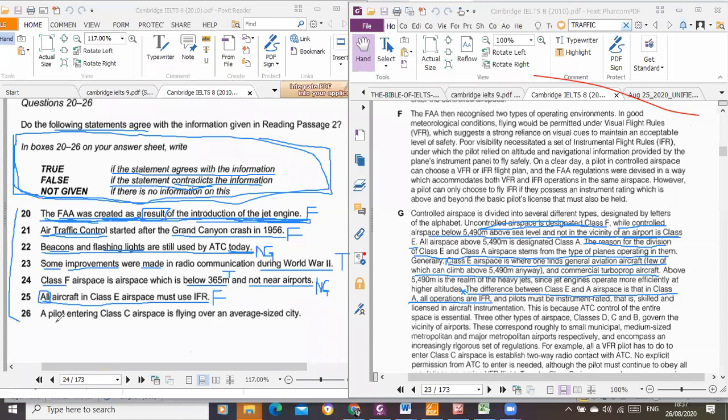Now, the answer to 26. I can see some charts up there. I'm going to read them soon. A pilot entering Class C airspace is flying over an average size city. Since we found the answer here, it's definitely going to be just below there. There are three other types of airspace, Class D, C, and B. You have to pay attention here. A lot of people miss this question. These govern the vicinity of the airport. These three, D, C, B, correspond roughly to small municipal, medium-sized metropolitan, and major metropolitan airports, respectively. You have to take note of this respectively.